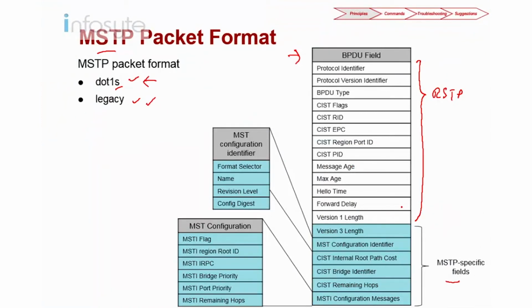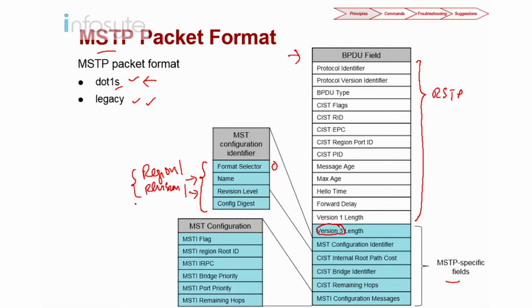Now, what is more interesting here is that once the BPDU has this MSTP, you notice that it has a version 3. On version 3, we have this MSTP-specific identifier. So we have a format selector, which is 0. If you still remember the name and the revision number: whenever you are in a region, let's say region 1, and let's say you have a revision 1.